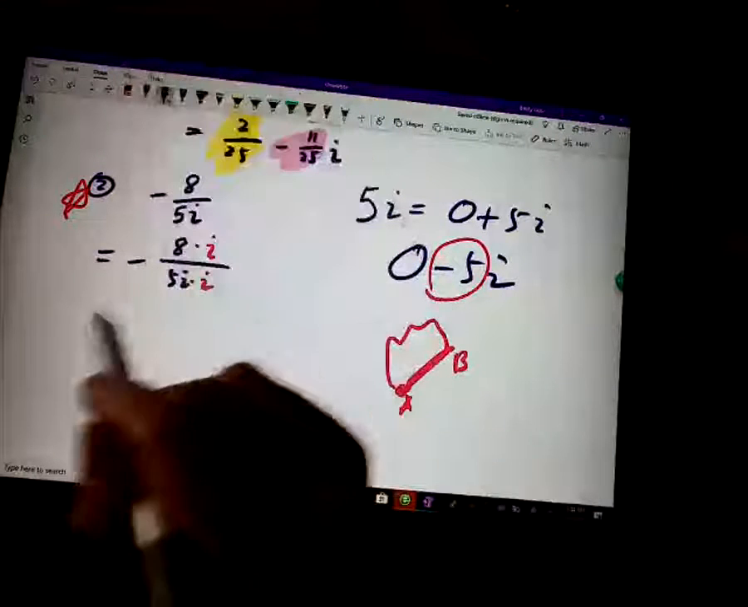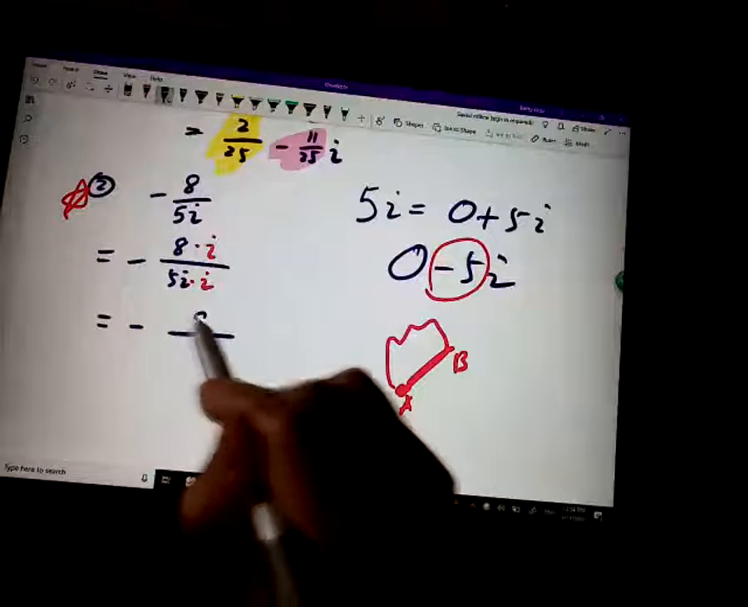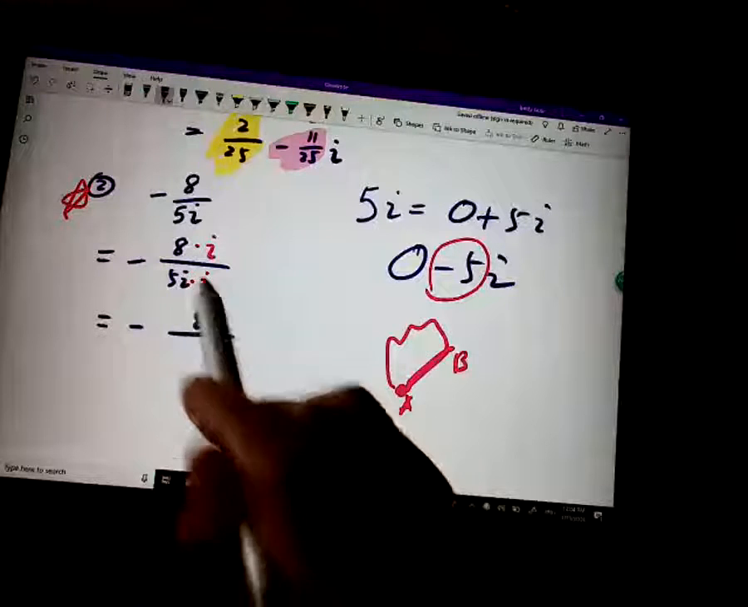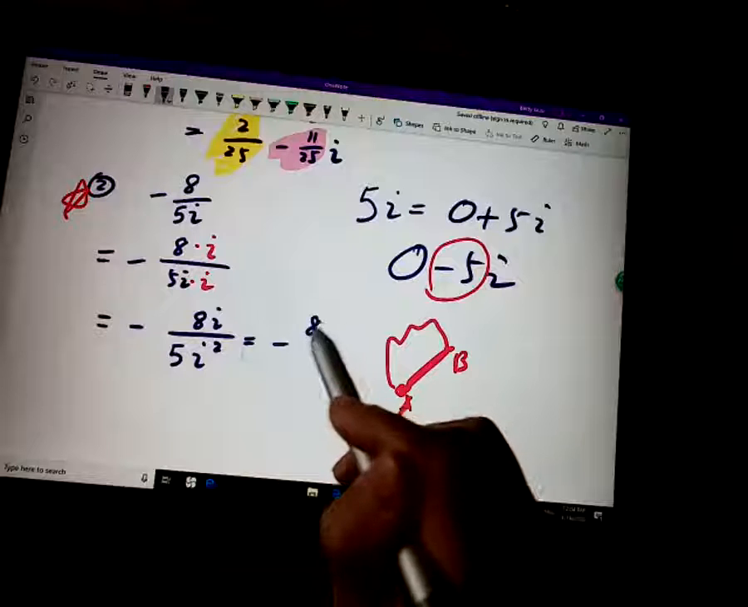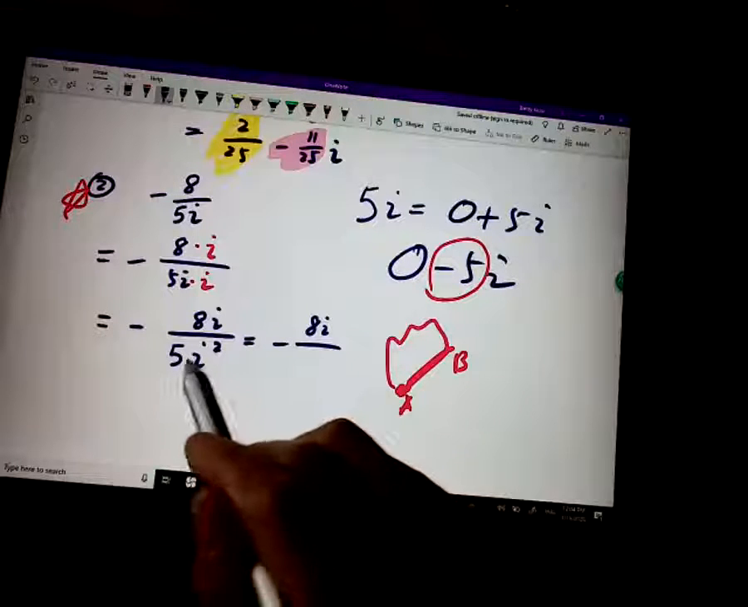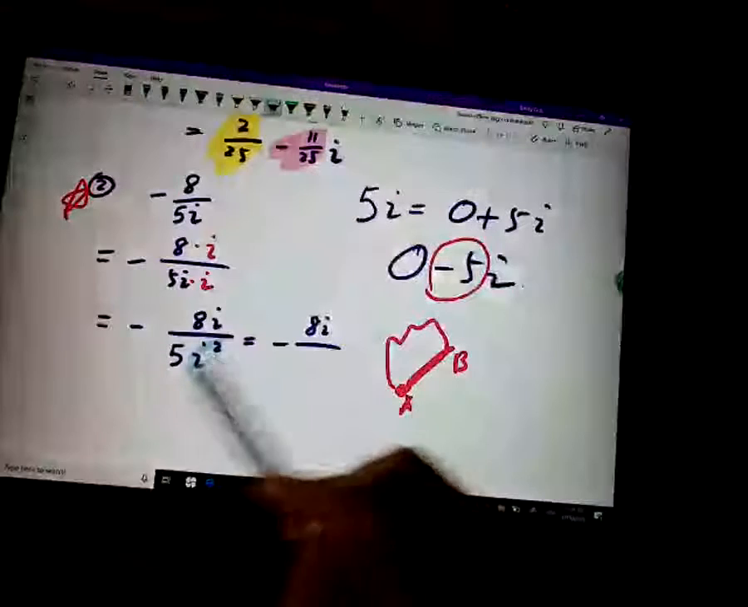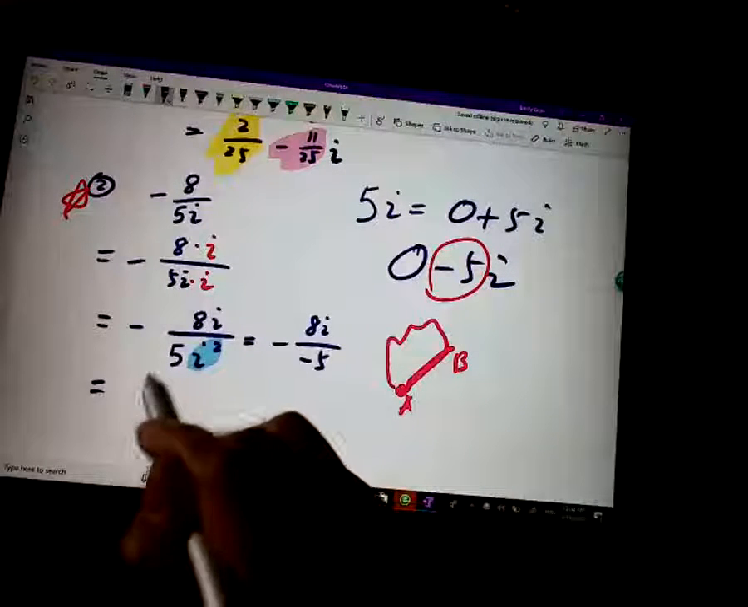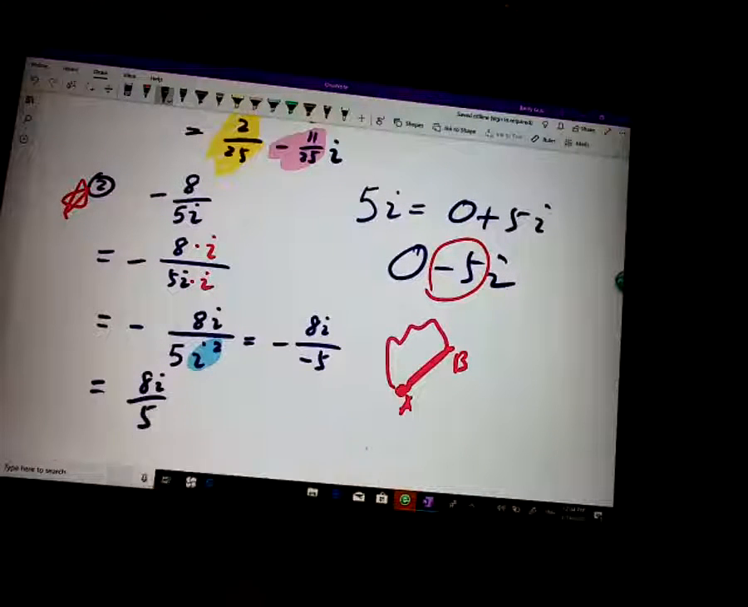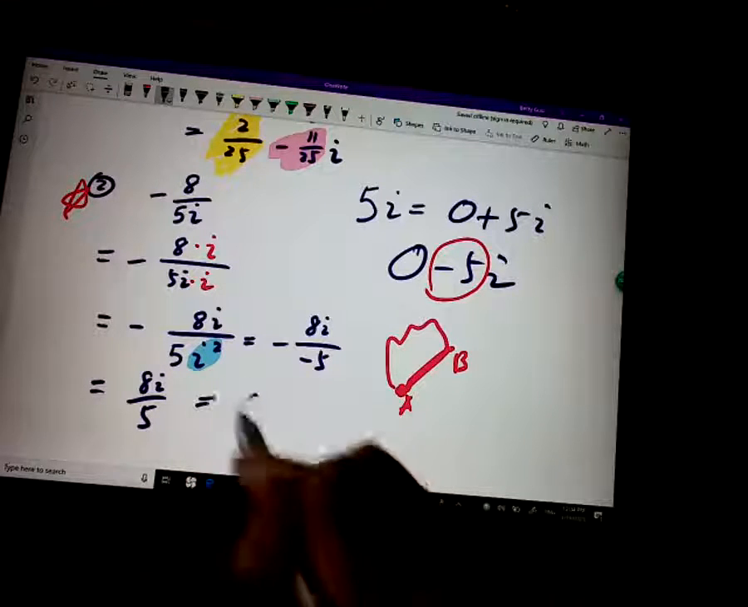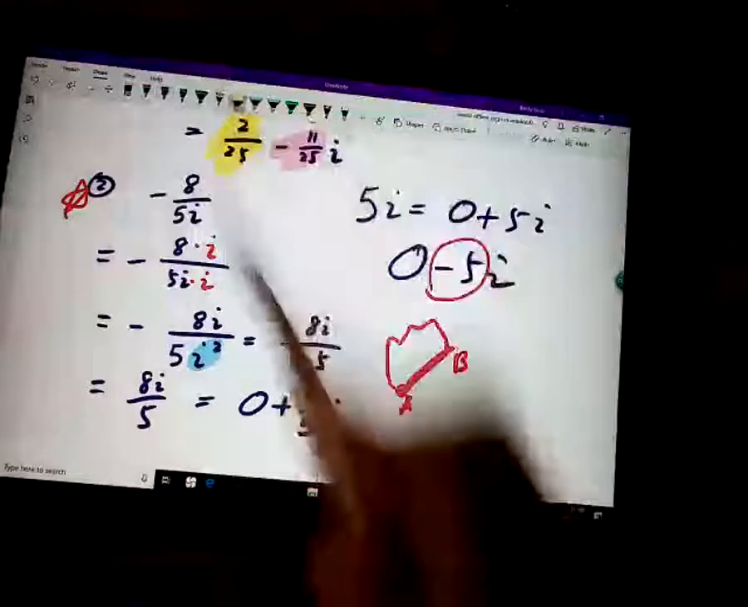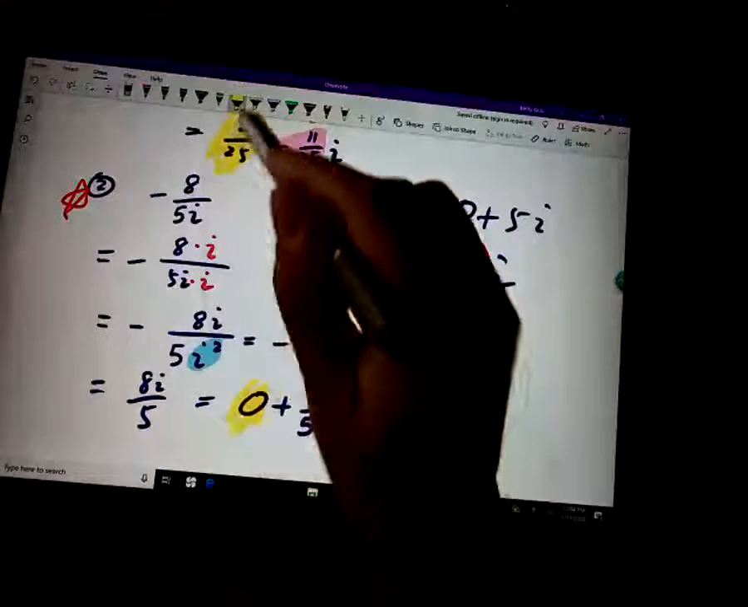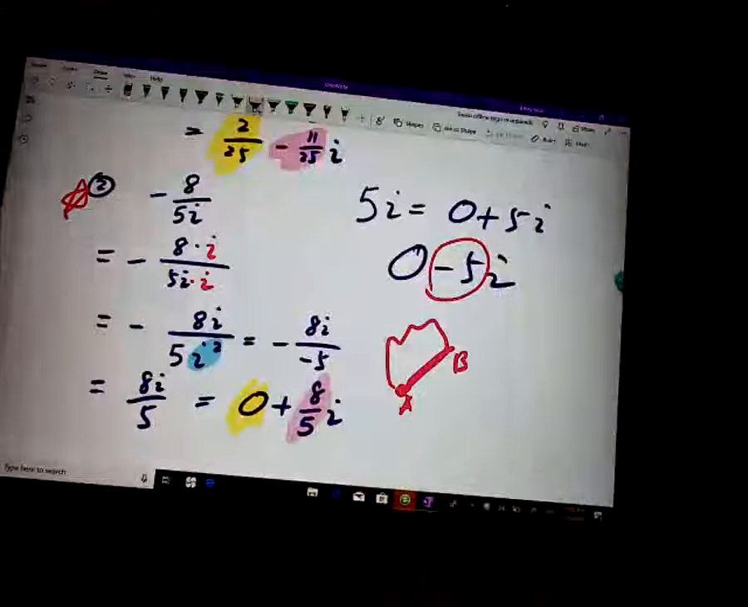Okay, so numerator is 8i, denominator is 5i squared. What is i squared again? Negative 1. So negative 1, negative cancel each other, you end up with 8i over 5. You see that? That is also a complex number because that is 0 plus 8 over 5 times i. Real part yellow, imaginary part pink.